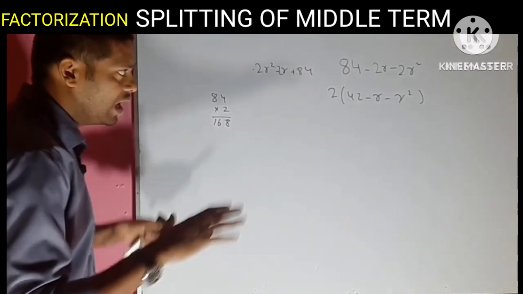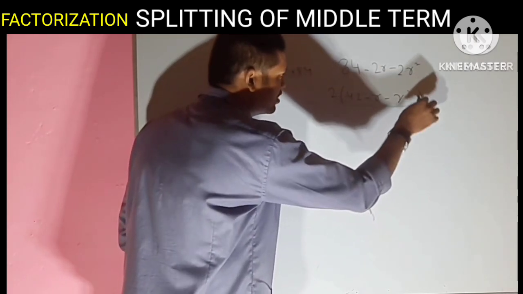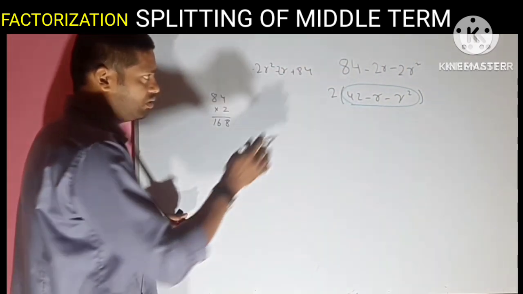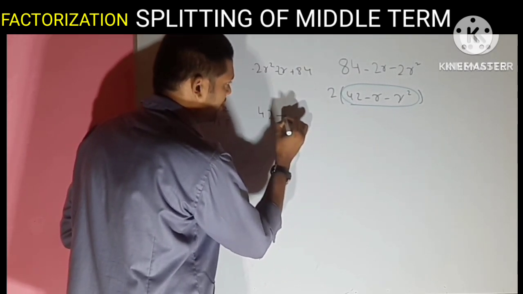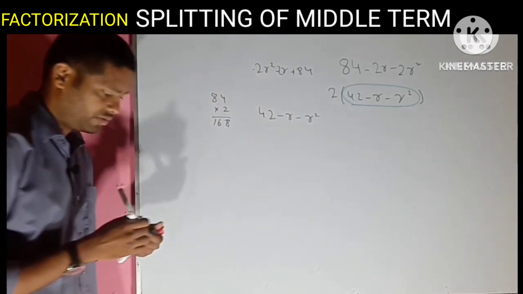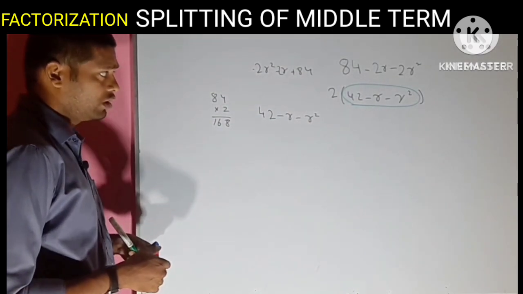After that, now our question is this one rather than the earlier one. So this is our question, and I need to write here the question 42 minus r square. So now my main focus is from here only. Now we'll do this one.